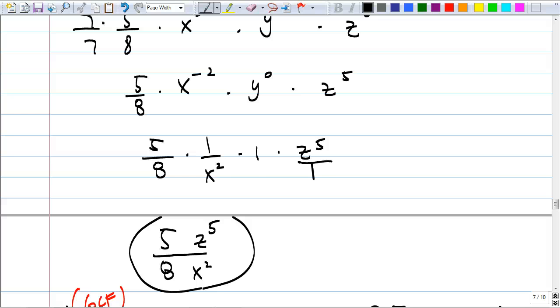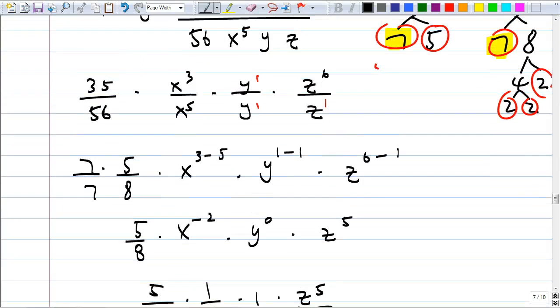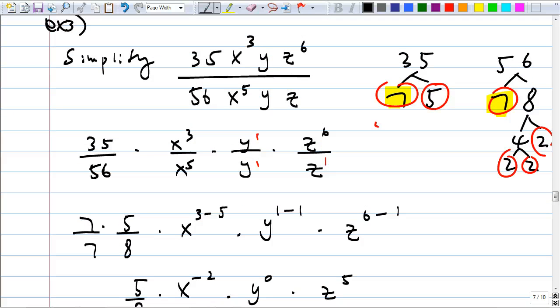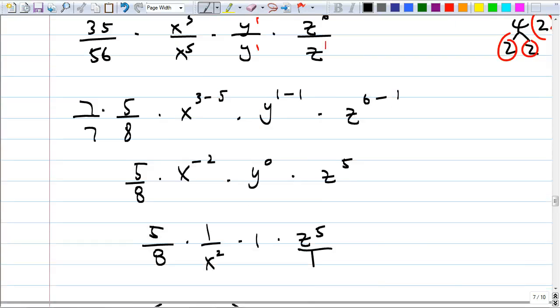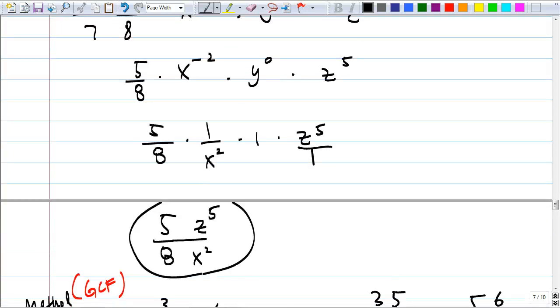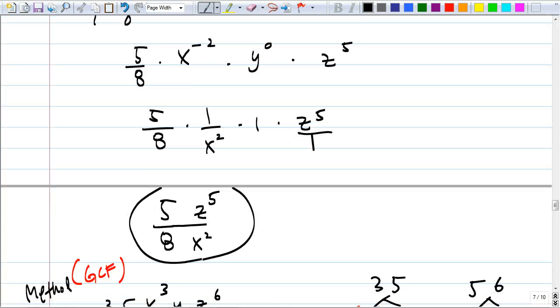So last time we learned how to simplify this example, right? 35 over 56, and we just break it into products of fractions. We separate them like that as a product, and then we simplify each of the fractions. Now, thanks to Mr. O, he taught me another method called the GCF method. Okay, so we're going to do the same exact problem.